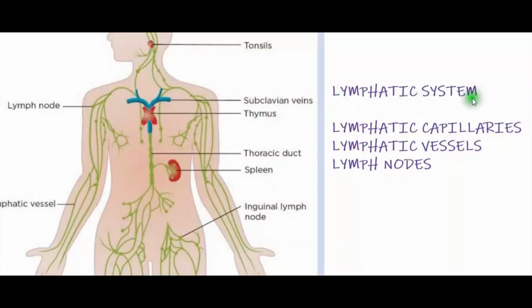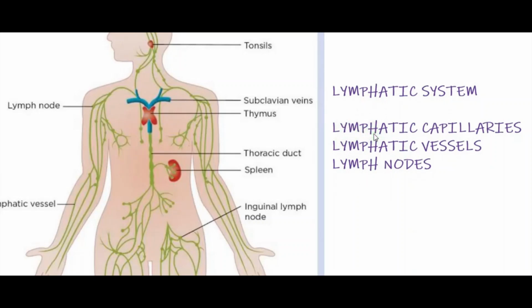Lymphatic system. The lymphatic system consists of lymphatic capillaries, lymphatic vessels, lymph nodes, and lymphatic ducts. Lymph is a fluid, so through the lymphatic system, lymph flows.